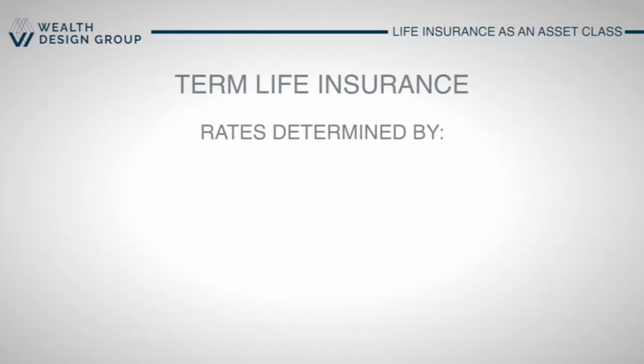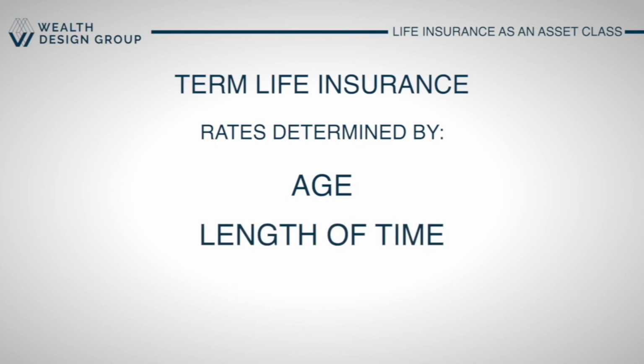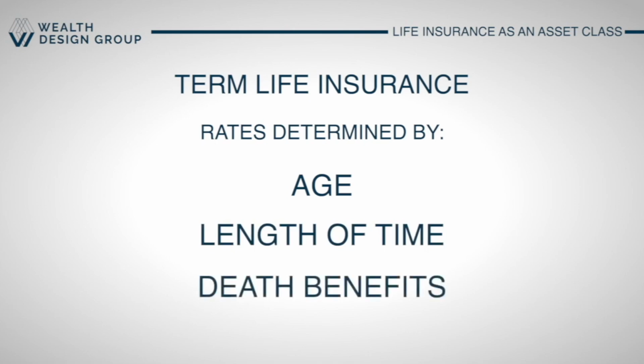So how are the rates determined for term life insurance? Well, they're going to look at what your age is, the length of time that you are protecting, the amount of death benefit that you're purchasing, and what your current health is, which is why it's important to lock this in, because we don't normally get healthier as we get older.